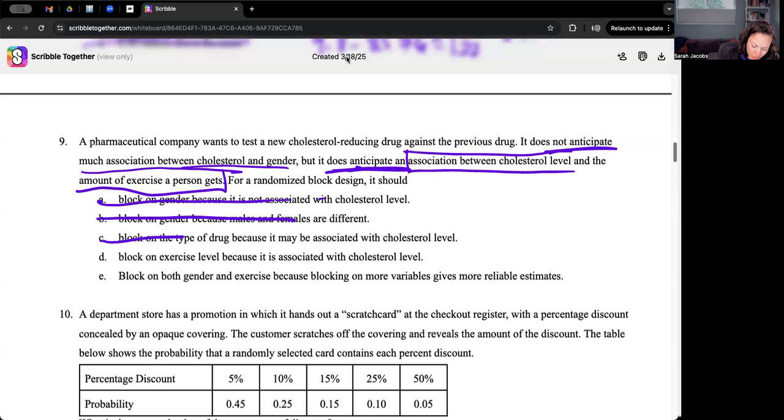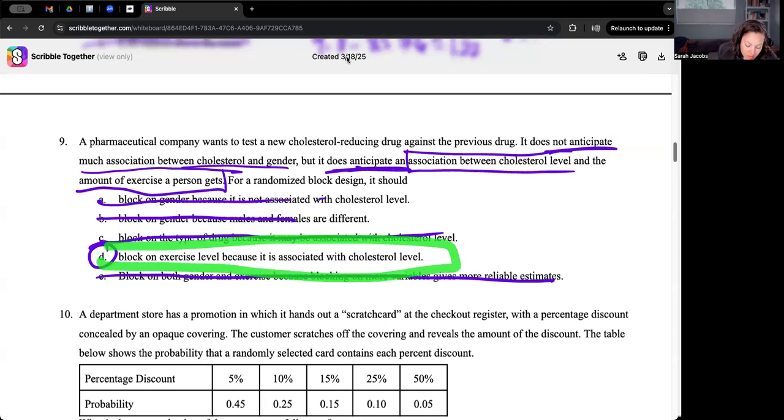Type of drug, no, that's the whole point. Block on exercise level because it is associated with cholesterol level. And then block on both gender and exercise, no. Blocking on more variables gives more reliable estimates. I mean, not necessarily. Like, we don't think gender's associated. If you were doing this and you had lots of resources, sure, block on a couple different things, make sure you have good representation. But what we're looking at here is we want to block on what's associated with it.